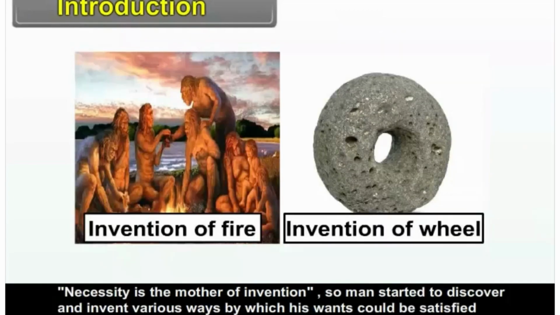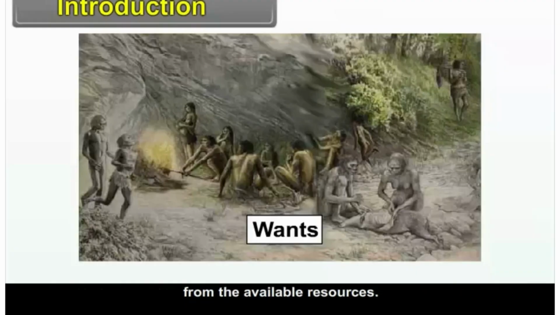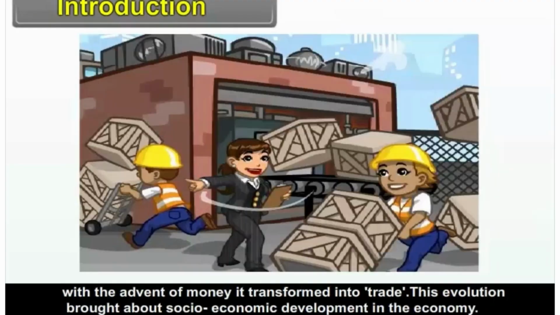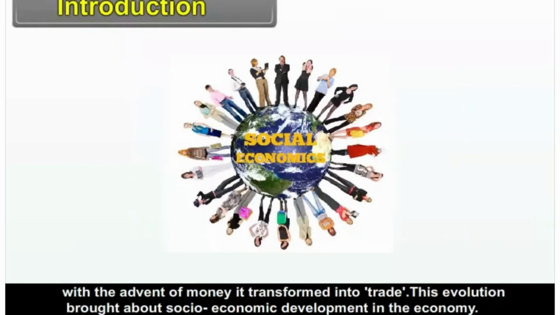Necessity is the mother of invention. So man started to discover and invent various ways by which his wants could be satisfied from the available resources. He slowly started to exchange goods for goods, which was later known as the barter system. With the advent of money, it transformed into trade. This evolution brought about socio-economic development in the economy.